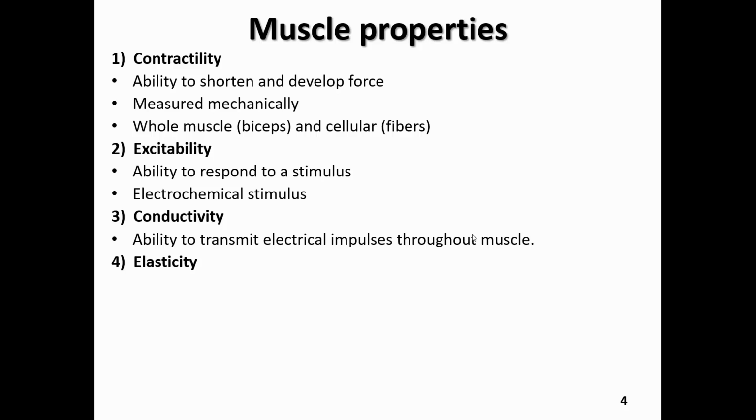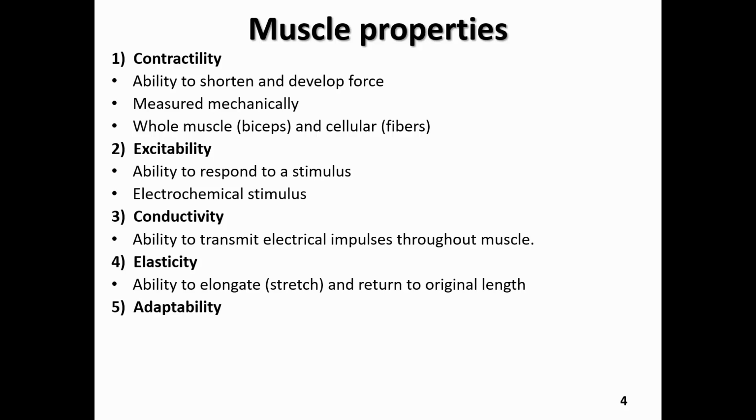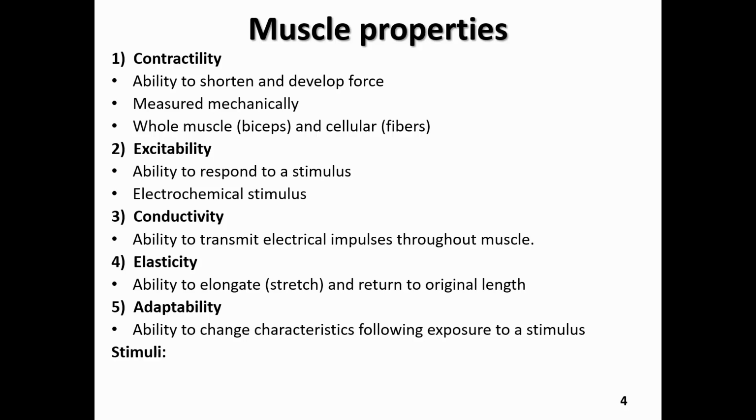The fourth characteristic is that muscles are elastic, which means that muscles have the ability to stretch and return to their original length. And the fifth characteristic here is that muscles are adaptable, which means that over a short or long period of time, some of the characteristics of that muscle can change following the exposure to a stimulus. In this case, the stimuli include training, detraining, and immobilization in the event of injury.